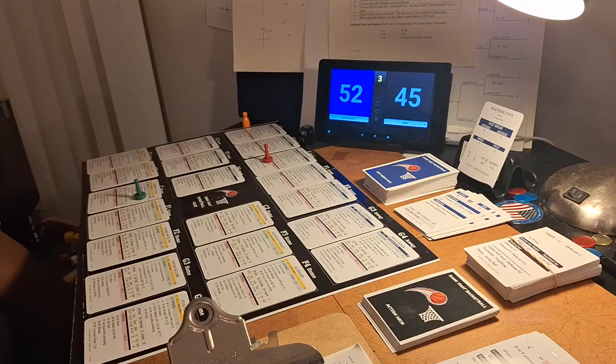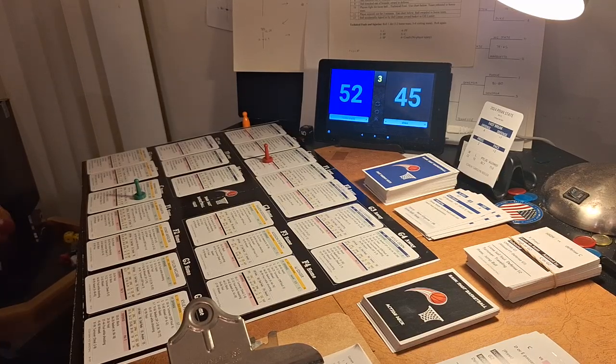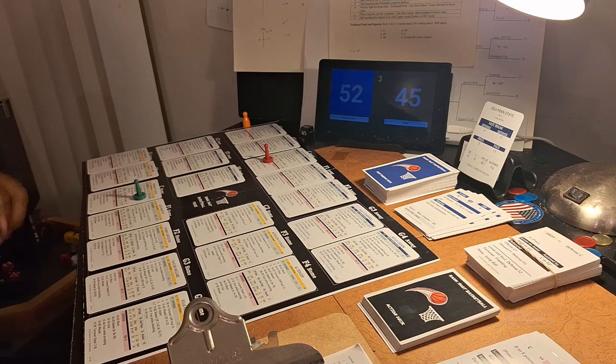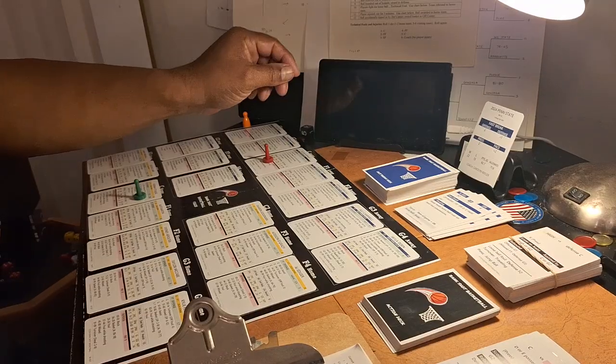.45 on the defensive card, and that's a non-shooting foul. But her second for that center. But they're in the bonus, so Hannah's going to get 2 free throws. .88, missed the first one. .03 got the second one.